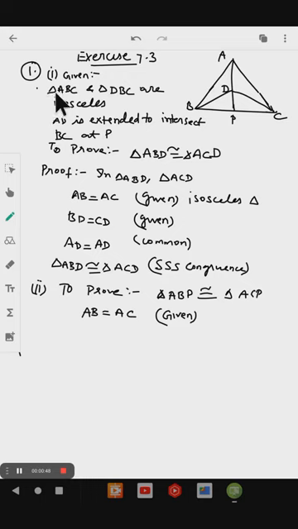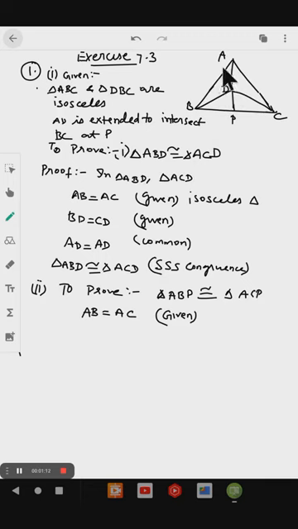So what is given here? Triangle ABC and triangle DBC are isosceles, and AD is extended to intersect BC at P. First we are going to prove that triangle ABD is congruent to triangle ACD. For this we take two triangles, triangle ABD and triangle ACD.